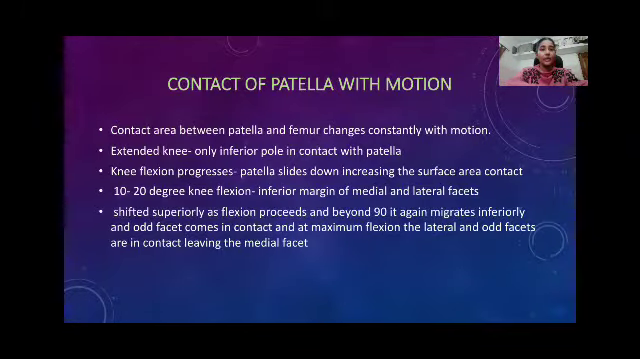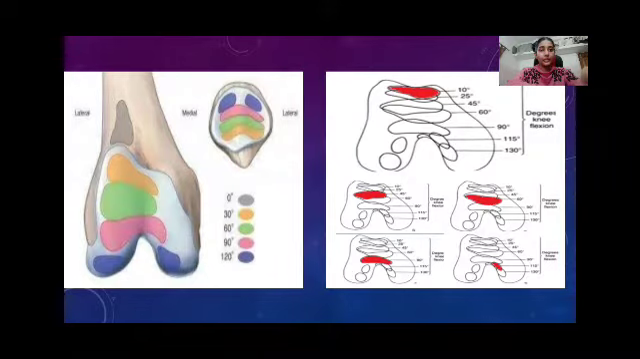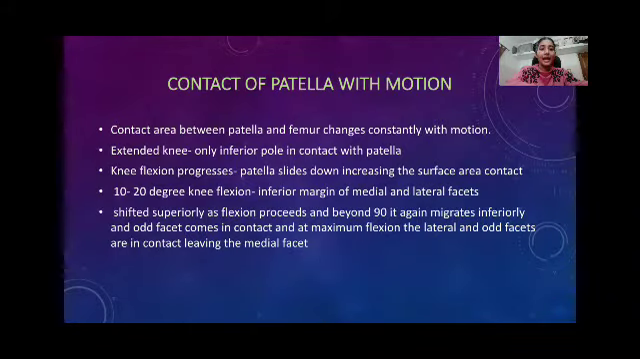Extended knee, only the inferior pole is in contact with the patella. Only the inferior pole of the patella will be in contact with the superior aspect in an extended knee. And as knee flexion progresses, the patella slides down, increasing the surface area of contact.